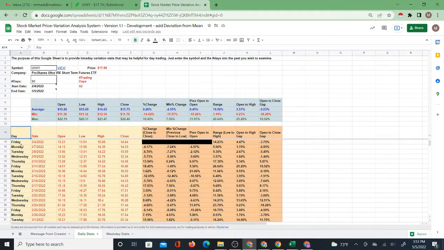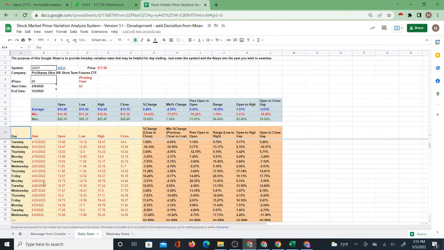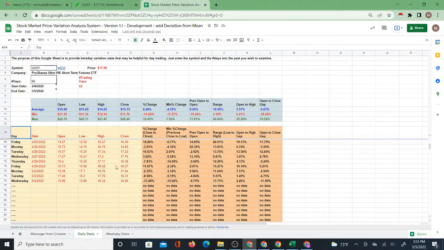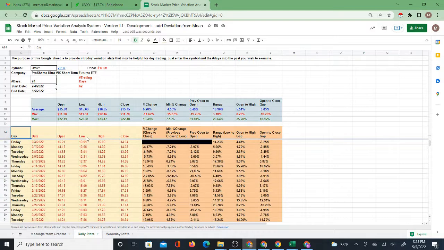Then I also have another function that gives me the days of the week for each of these dates. So I can clearly see Friday, Monday, Tuesday. I can see what days these actually are. And you scroll down and you can see all these different prices. These are the open, the low, the high, and the close prices of every single one of these trading days for the past 90 days. Don't worry about all the other stuff that's here yet. I'm just focusing on that right now.